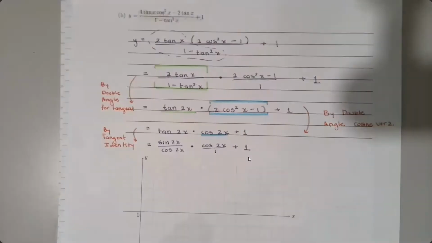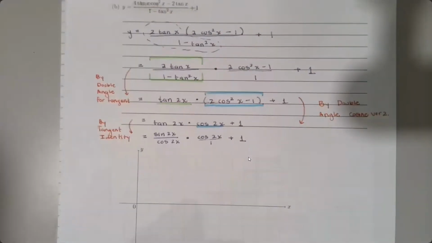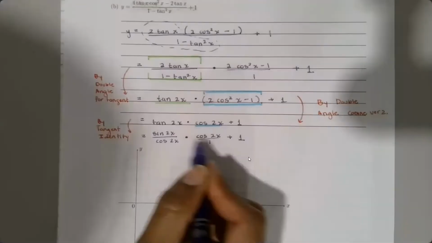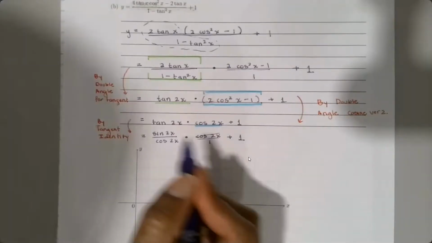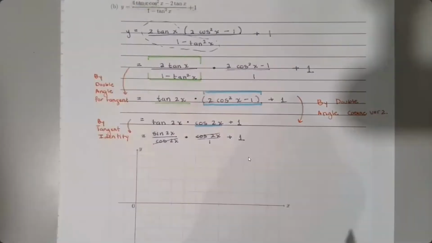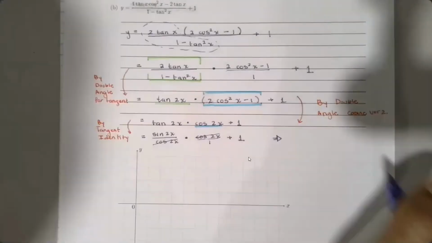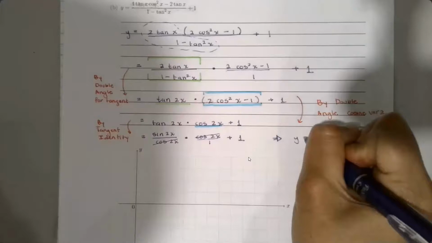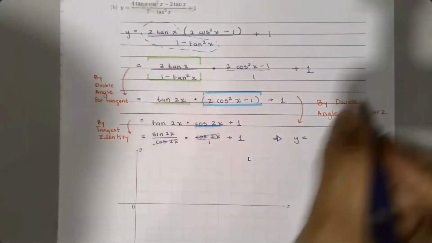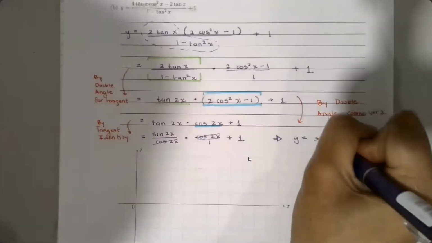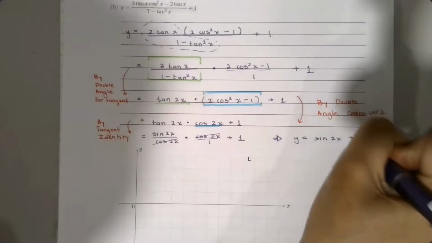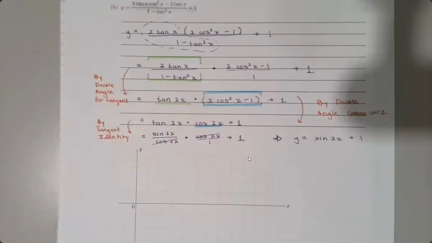All right. So notice what happens now. Now we have cosine 2x in the numerator canceling with cosine 2x in the denominator. And the only thing that we are left with is y equals sine 2x over 1, which is the same thing as sine of 2x, and then plus 1. And that is simple enough that we know how to graph.